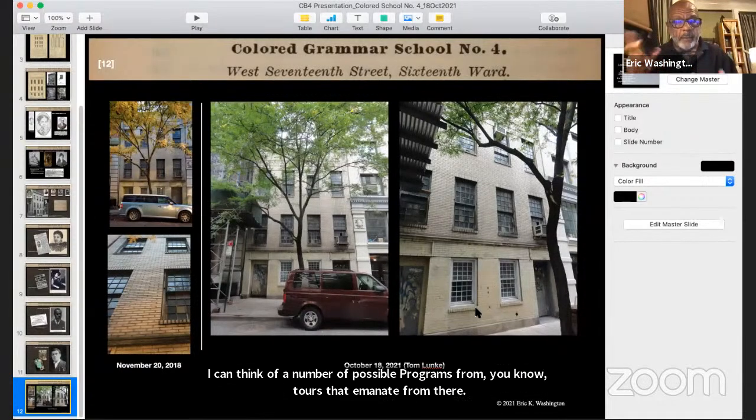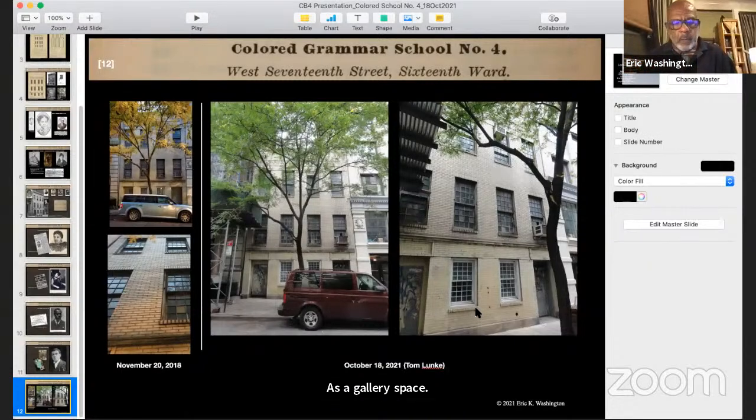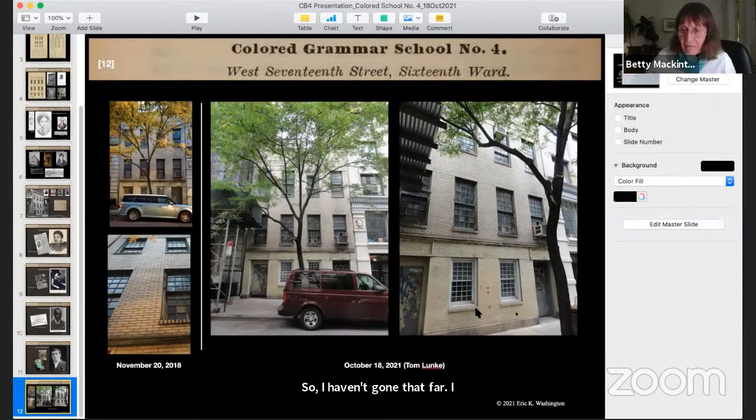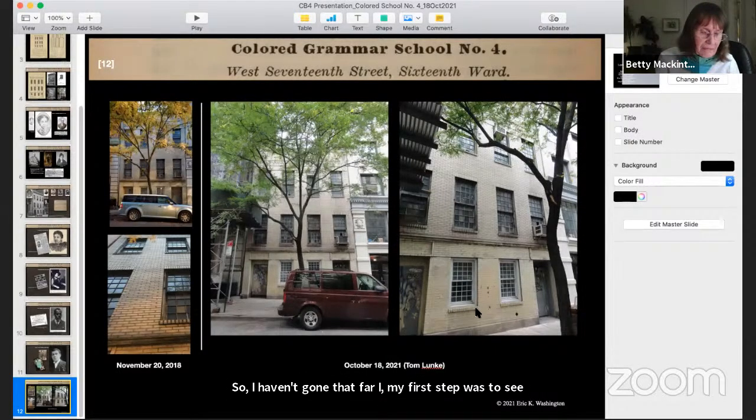Toying in the back of my head is this idea of maybe another organization, a historical organization, annexing it in some way, and so using it for programs that they can't do on their own proper sites. So I haven't gone that far. My first step was to see about getting it landmarked. So I did that 3 years ago.